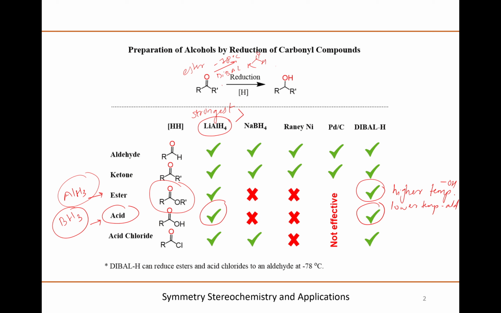Now, talking about the acid chloride, it is very labile, so it can be easily reduced by sodium borohydride, DIBAL-H and LAH also. But Raney nickel and palladium charcoal are unable to reduce acid chloride. Palladium charcoal is mainly used to reduce double bonds. I hope these reagents are clear to you. Let's move to the question now.